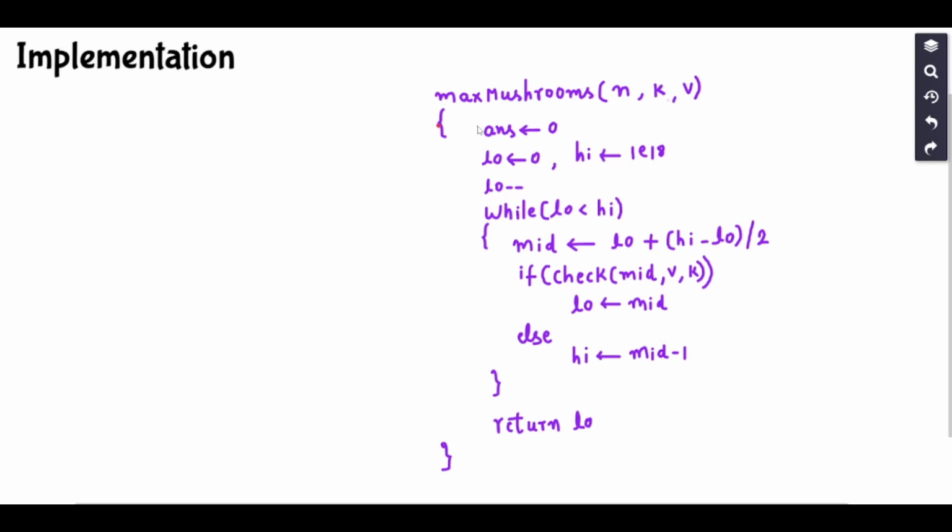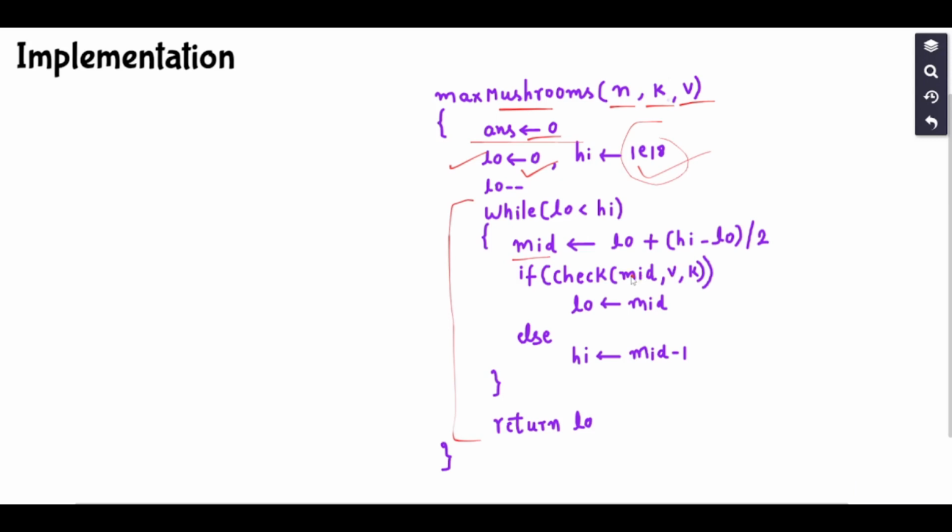This is the implementation of this max mushrooms function. It takes in the number of mushrooms, the number of moves, and the array that we have. Initialize answer to 0. We take a low variable, initialize it to 0. High variable, initialize it to a very large number. And then I run the usual binary search to find the last true element.